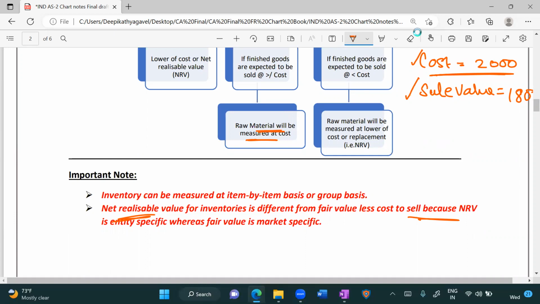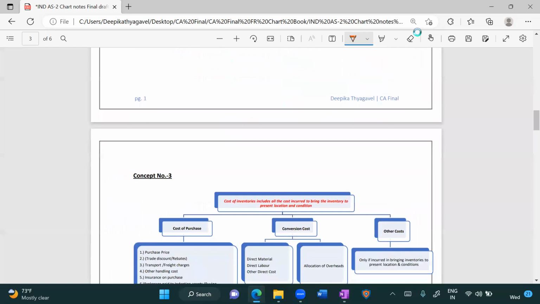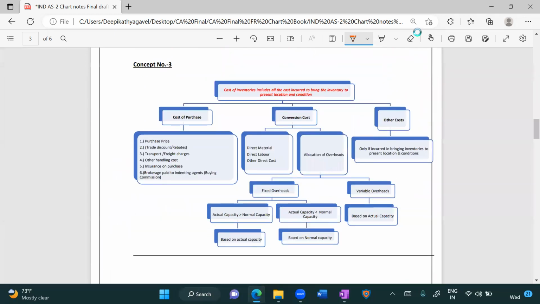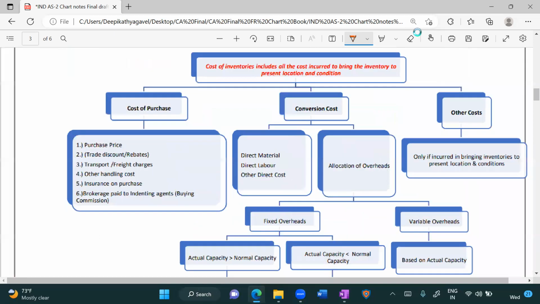So both the words net realizable value and fair value are not the same. They are different from each other. Your net realizable value, if I have to put it more easily, is a very narrow term, but your market value, your fair value, is very broad because it talks about the market's fair value, right? It's much broader compared to net realizable value.